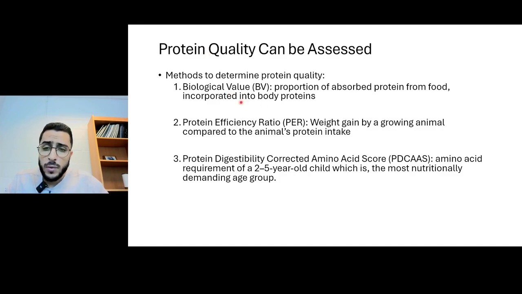There are 3 ways to determine protein quality. The biological value is basically the proportion of the absorbed protein from your food that is incorporated in body proteins. So this tells you how valuable a protein is, right? Because not every protein produces amino acids that your body will use and incorporate in other proteins. So this is the biological value.